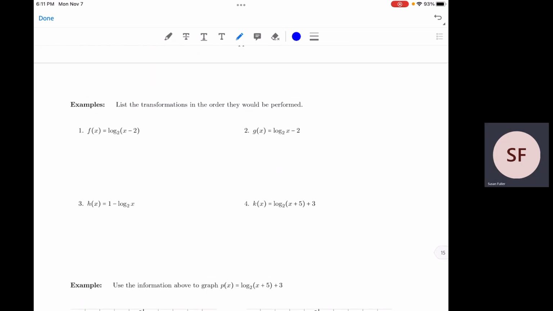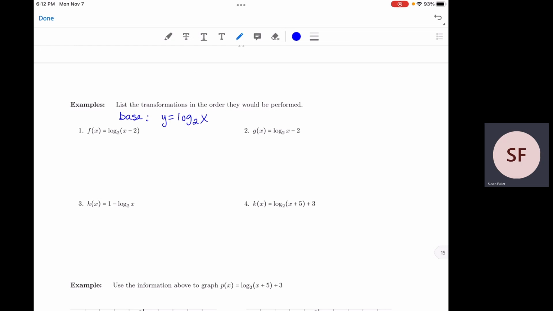Okay, so in each of these, let's list the order in which the transformations would be performed. I also want to make a note here of what the basic graph would be. In numbers 1, 2, 3, and 4 here, notice that the function that would serve as our base to give us the shape of the graph is y equals log base 2 of x. Because that base is bigger than 1, this is going to be increasing from left to right. So that's going to be our base graph. That'll be the basic shape of 1 through 4 here, and all of these transformations will be done to that base graph. So let's start and list the transformations that would happen to that graph. I never listed that as the base function, so I'll just label that quick.